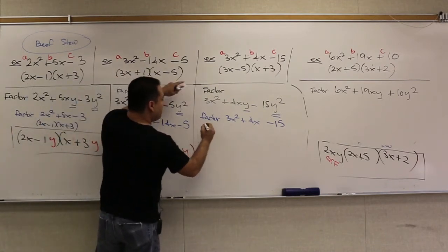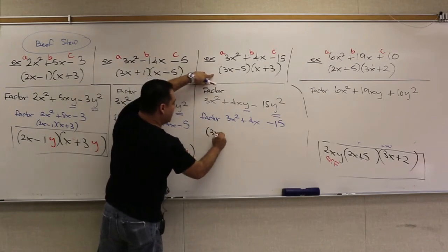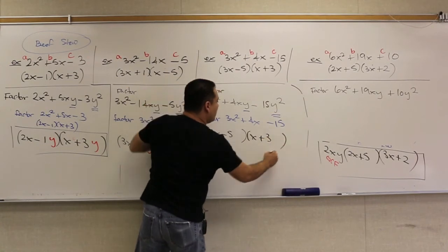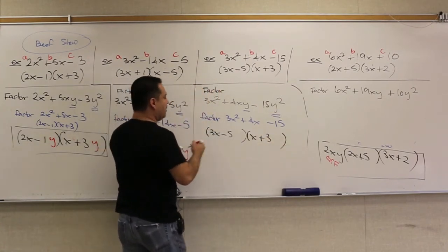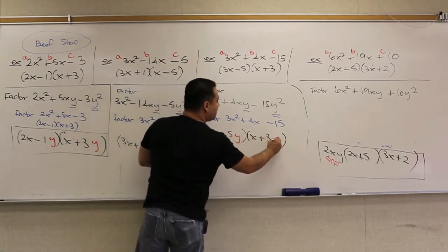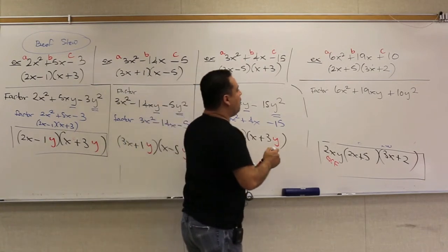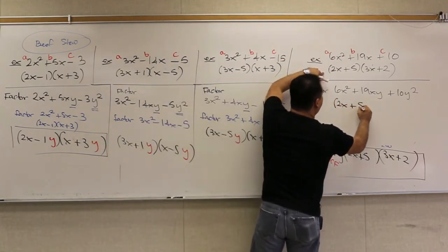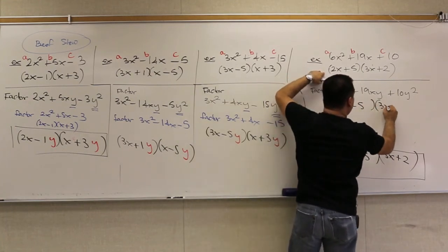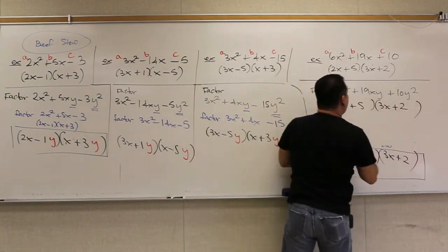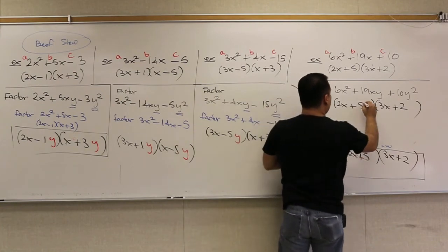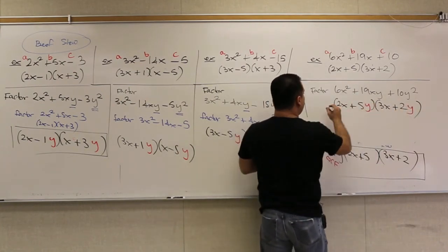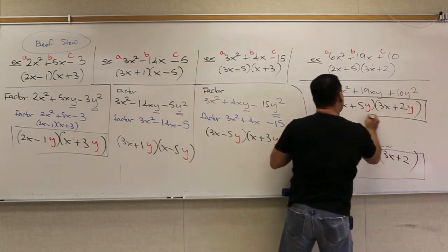Same thing here. 3x minus 5, x plus 3. Plug your what in again here? Plug in the y's. Over here, this is going to be 2x plus 5, and what? 3x plus 2. Plug in your what? Your y's. So the symmetry concept is back.